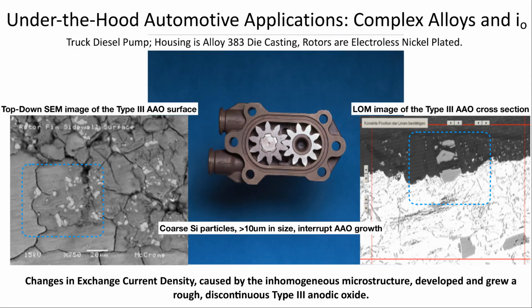Alloy 383 is a high silicon, low copper alloy. What we're seeing in this microstructure is the result of coarse primary silicon particles that exceed 10 microns in size. When we look down at the surface of the oxide, we see these have produced a network of cracks over the entire oxide surface. We also see shadows of dark appearing material.